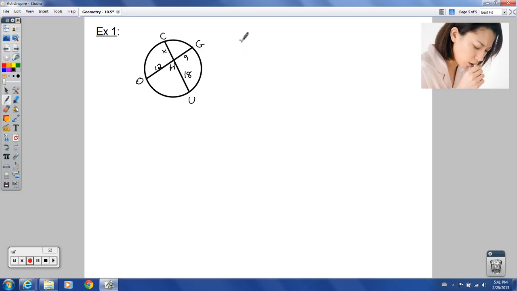How could we set this up without the numbers first? You would say that the pieces of the segments multiplied together in this segment equal the pieces of the segments multiplied together in this other chord. So a way to write that would be HC times HU equals HG and HO multiplied together. So HO times HG. And now replace those with the values that are there. So HC, that's X. HU is 18. HO is 12. HG is 9. Now it's a pretty basic algebra problem. Let's just solve this for X.